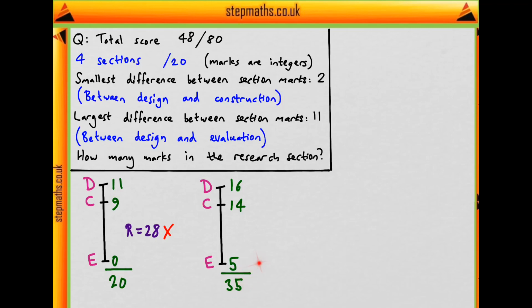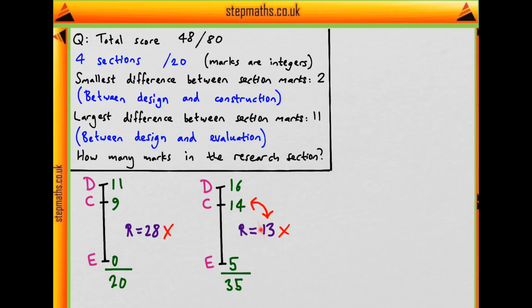So what does the research section have to be to make 48? So 48 minus 35 is 13. So this is a more sensible score. So could this work? Well, we're told that the smallest difference between 2 section marks is 2, and that's between design and construction. But you can see that if the research section is 13, then it's going to be too close to the score in construction. So this won't do. But it looks like we're quite close to the values that we want.